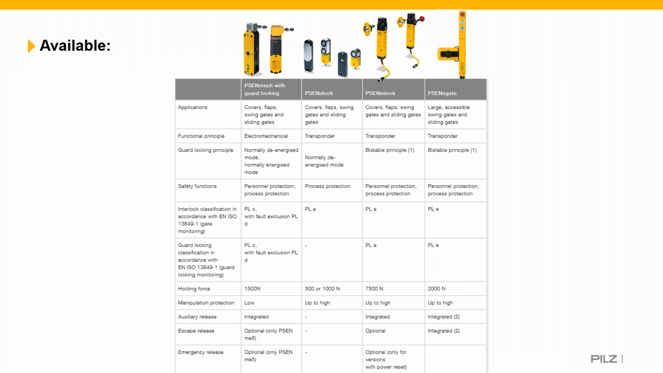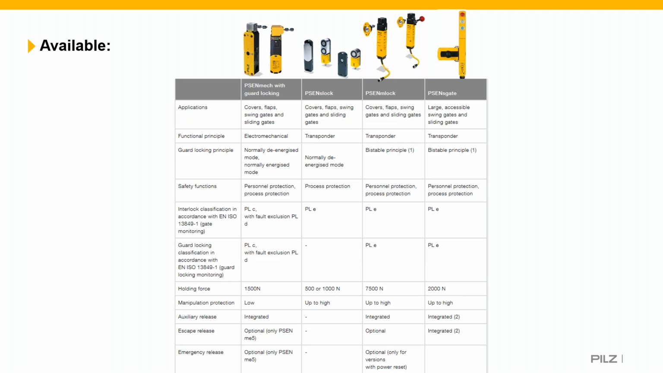So the types of interlocks available from Pilz, we've kind of run through these. These are for you to look at at your leisure later on. But we have our PSEN mech range, which are for covers, flaps, swing gates, sliding gates. They're normally de-energized. So you've got electromechanical, therefore personnel protection and process protection. And as discussed, used on their own, they're fault PLc, but if you use them with the PSEN vault, you can claim fault exclusion to PLd.